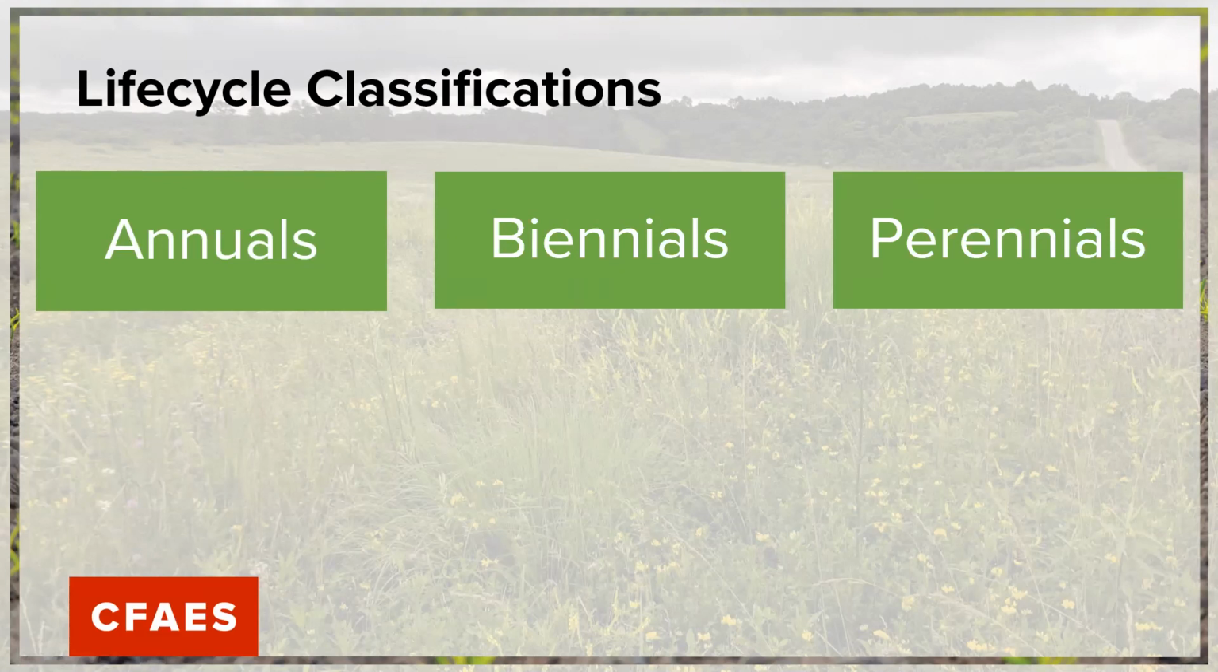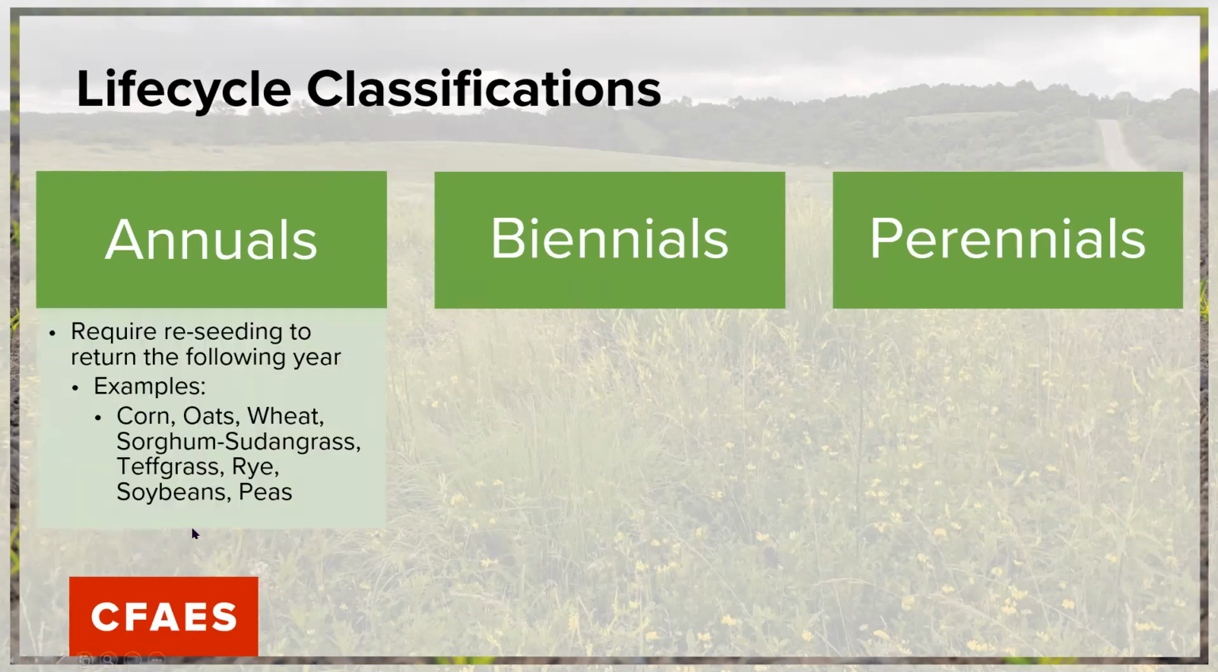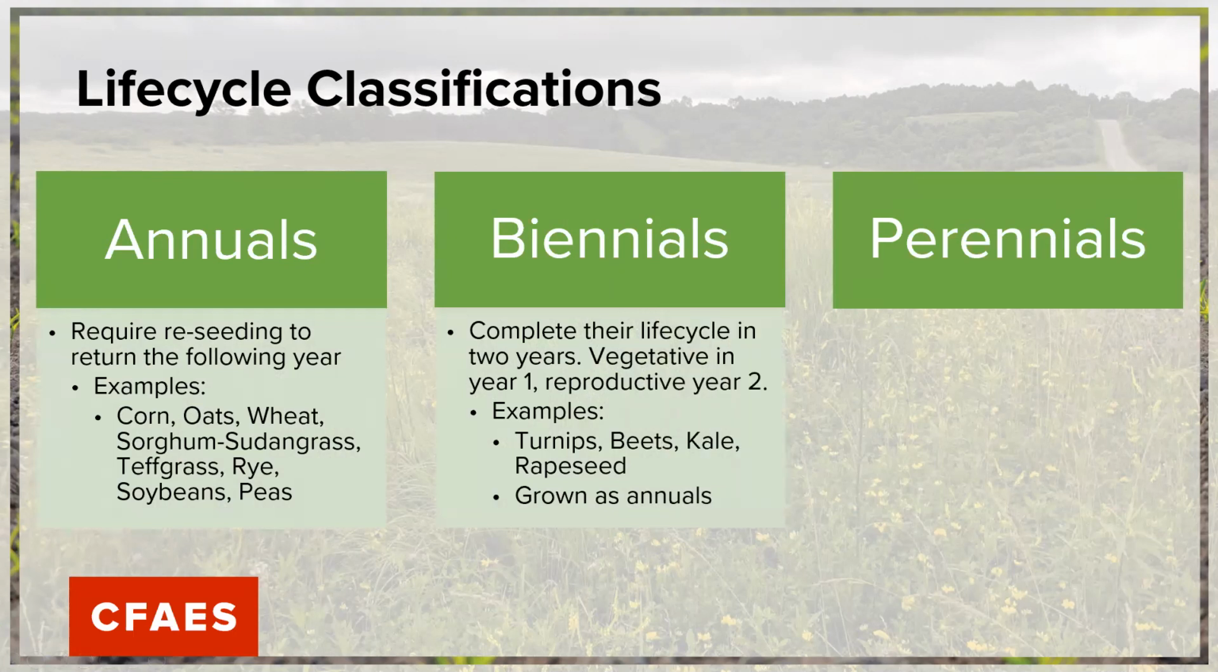Biennials are a bit different. These plants are going to complete their life cycle in 2 years. The first year, they will only put out vegetative growth. And in the second year, they will actually flower and then produce seed. There are a lot of biennials in forage production that we actually use as annual crops instead of as biennials because we don't have a need for them to go to seed. So usually these biennial crops that are listed as examples are actually used as annuals.